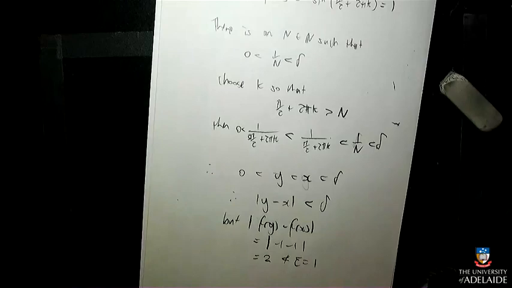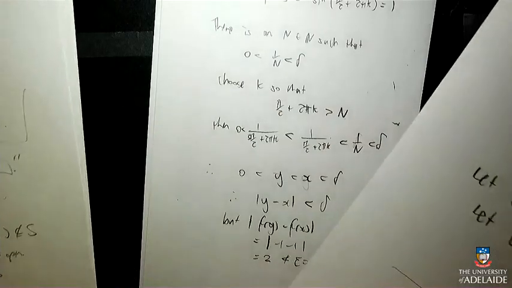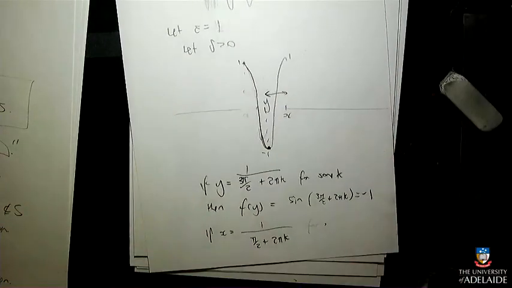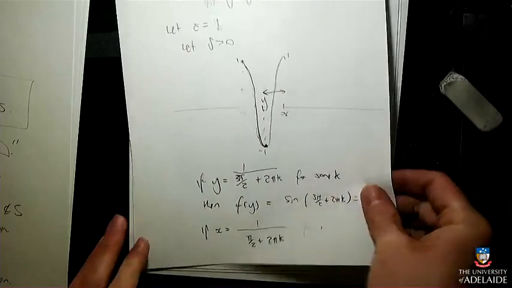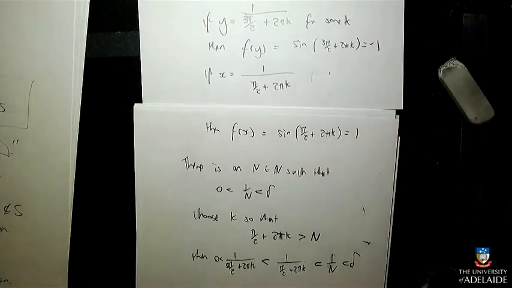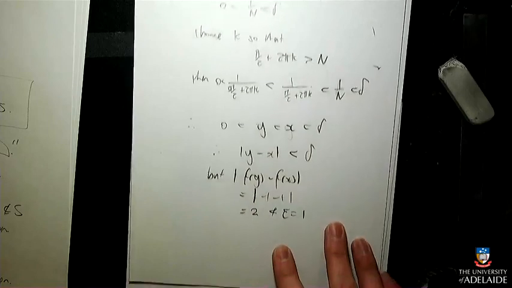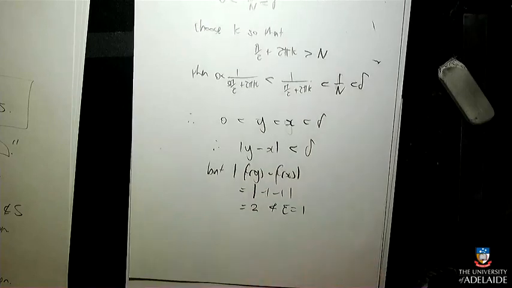All done. Let me just read it in forwards order and see if it makes sense in forwards. If y is equal to that for some k, then that is equal to that. If x is equal to that for some k, then this is equal to that. There is an n such that this is that, cool, and we choose k so that that, and then those numbers are between 0 and delta, therefore the y and the x are between 0 and delta, therefore the distance between them is less than delta, but their function values differ by 2, and therefore we're good.